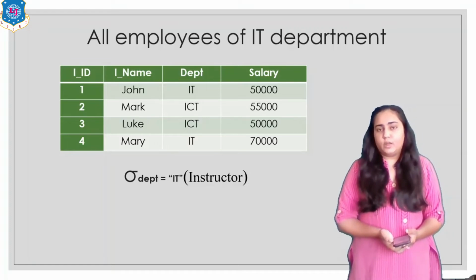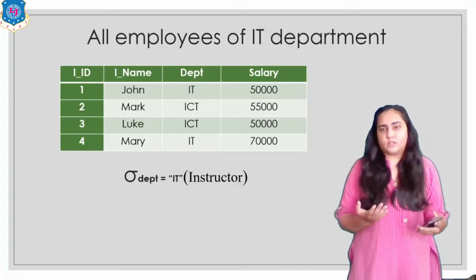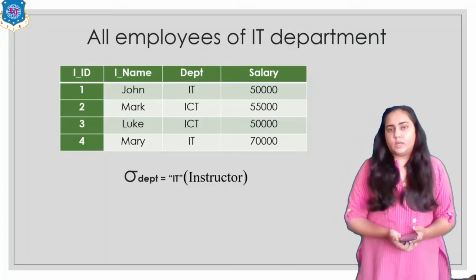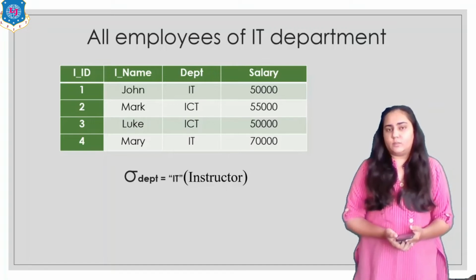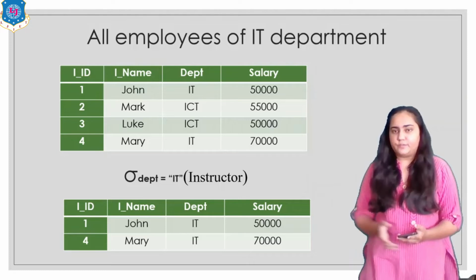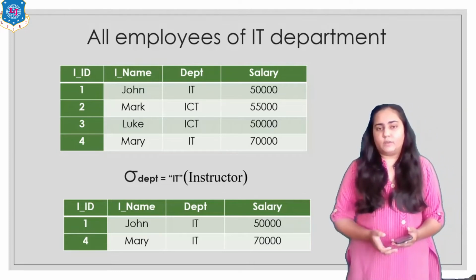This shows that the condition has to be applied on the instructor table. And this query, as a result, will provide me with all the instructors of the IT department. So that's how you can use the sigma operation. And this is the result of it. You can see there are only 2, which are John and Mary.